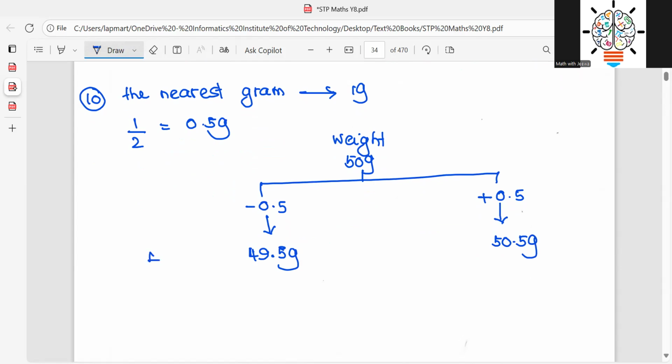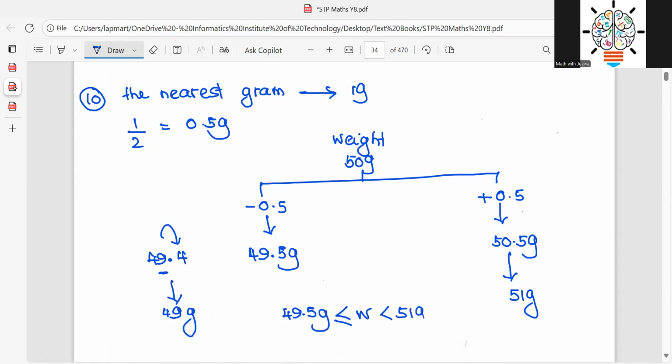Now I will show you, if it is 49.4, then when you correct it to the nearest unit, that becomes 49 grams, right? Not 50. And this one you can see here becomes 51 grams. Therefore, the range should be 49.5 gram or more than that, and less than 51 gram. This is my answer. But if you have written this answer, you don't get the marks.